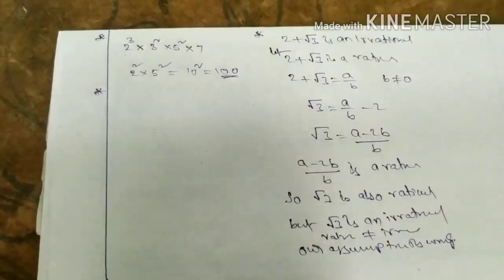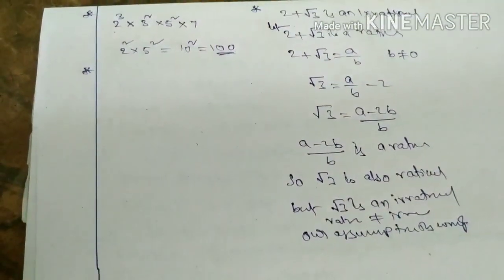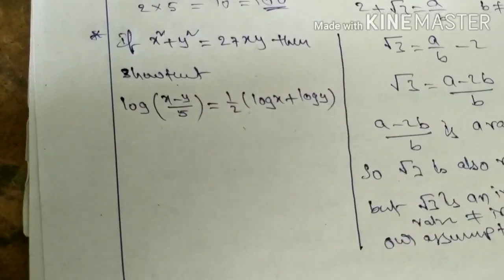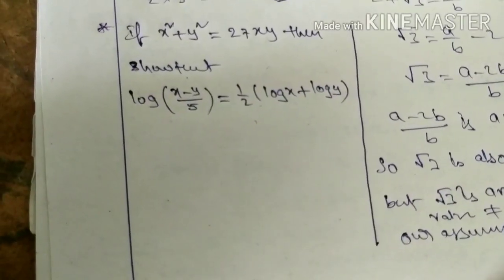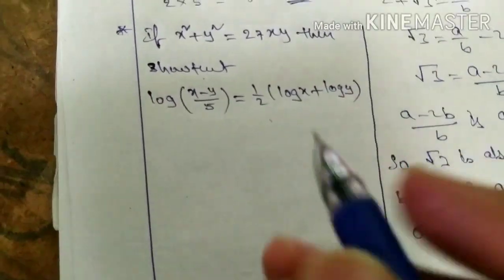So okay, now 2 marks questions. We will go to the next level. 2 marks question: if x square plus y square is equal to 27xy, then show that log of (x minus y) by 5 is equal to 1 by 2 log x plus log y. This is the 2 marks question.